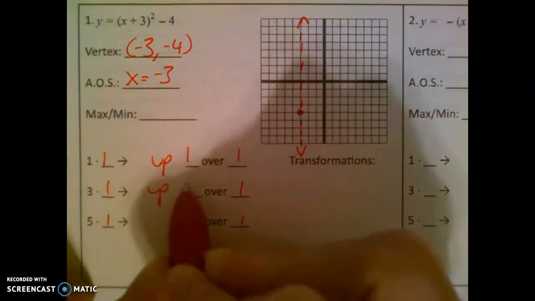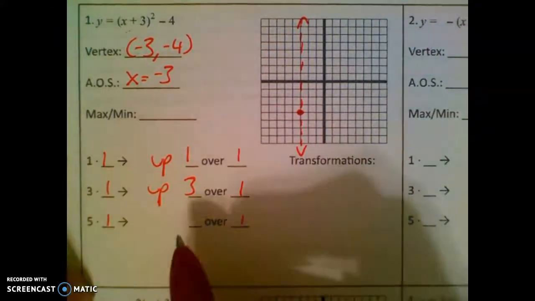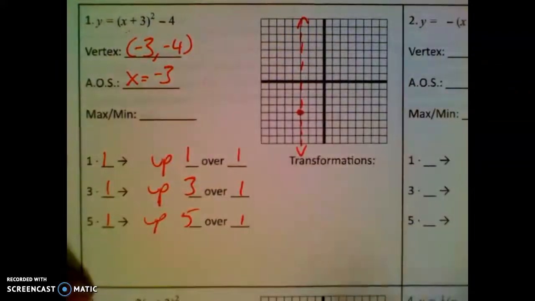I left space to write the word up, just so that you know it's going up or down. If it's positive, it goes up. If it's negative, it goes down. And then 5 times 1 is up 5 over 1.